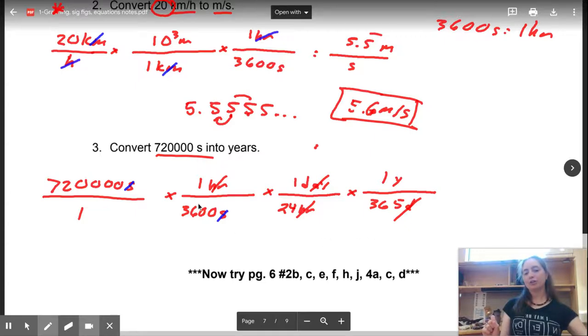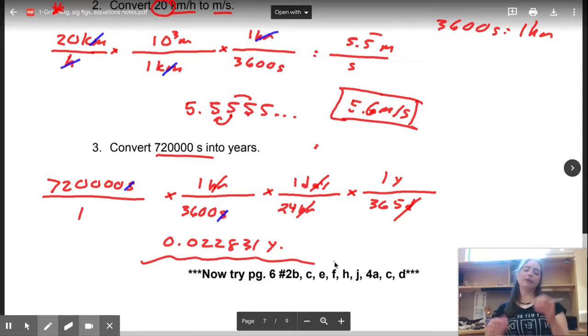So you need the product of these guys together, 720,000 divided by the product of these three. Okay? When you put that together, you're going to get 0.022831 years. Now, ladies and gentlemen, did I put that into right sig digs or not? Let's check. 1, 2, 3, 4, 5, 6. Trailing zeros are significant. Okay? So this is not significant. 1, 2, 3, 4, 5, 6. I did. If I didn't, I would have cost myself half a point.